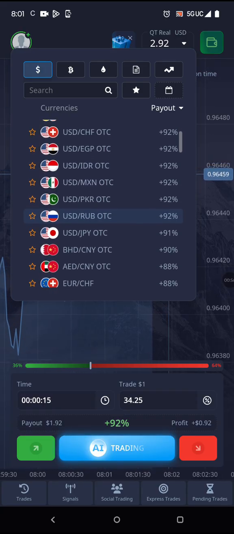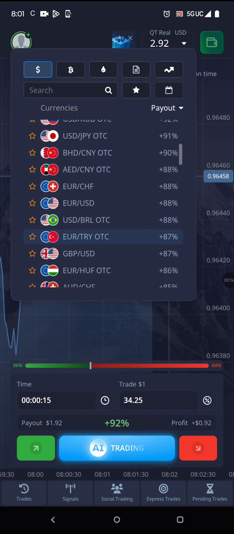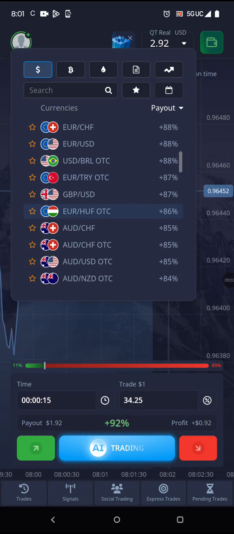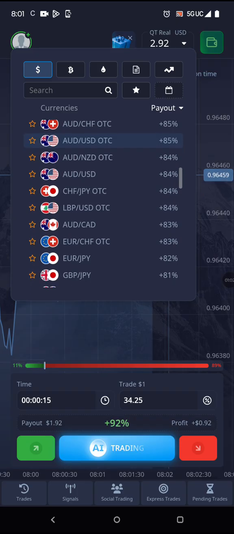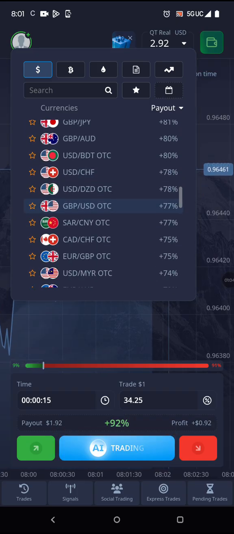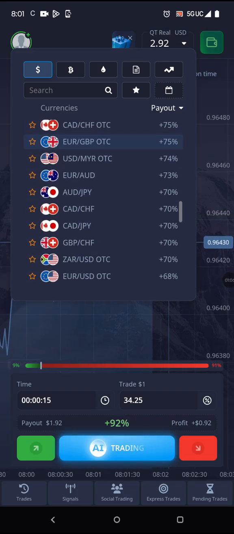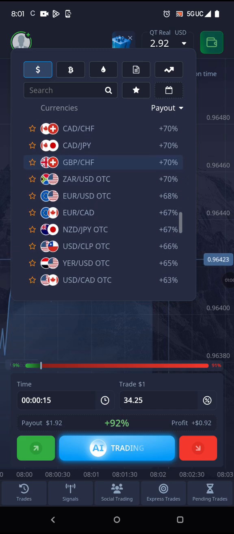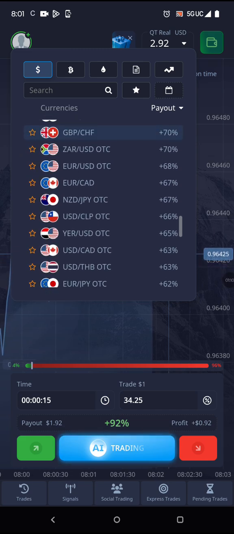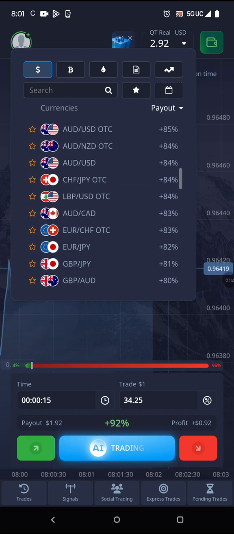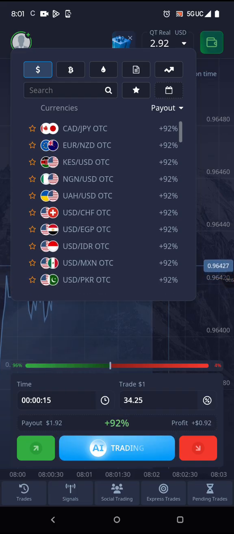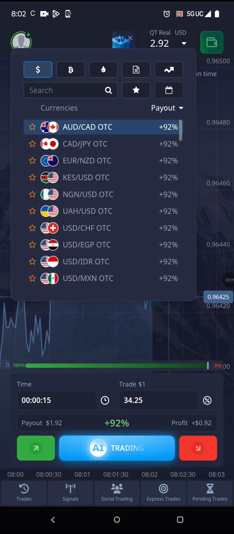So that gives you the different pairs that we can trade on, okay? And as it goes down to 87%, it goes down from there. But when it's not an OTC market, as you see, you get about 70%. So you get less return on your money. And it's always better to use the OTCs at the top because, again, you get the higher return on it.